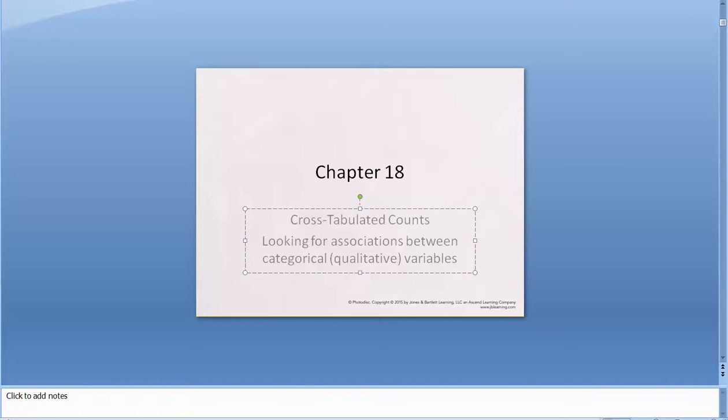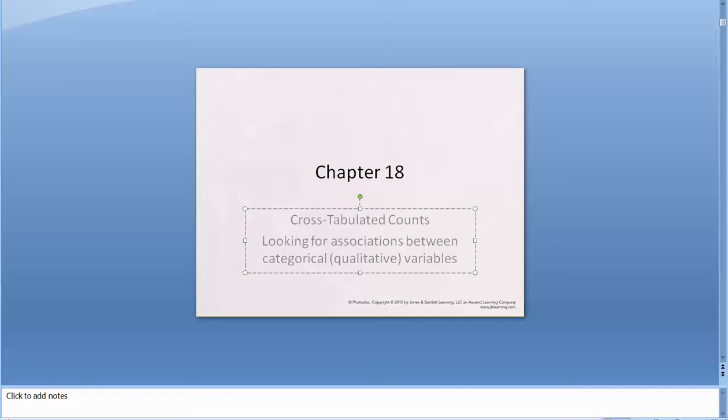Okay, so we are now in chapter 18, where we study cross-tabulated counts. Actually, in this chapter, we are doing something new. We are talking about two different random variables which are categorical. That means qualitative. So it's not continuous data that we are working with. It's categorical or qualitative data.